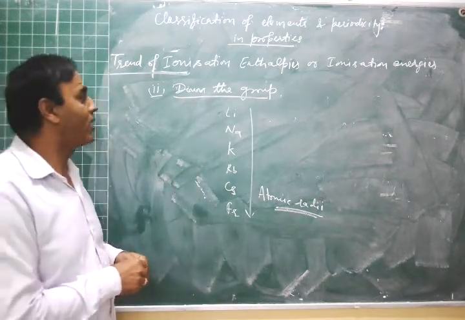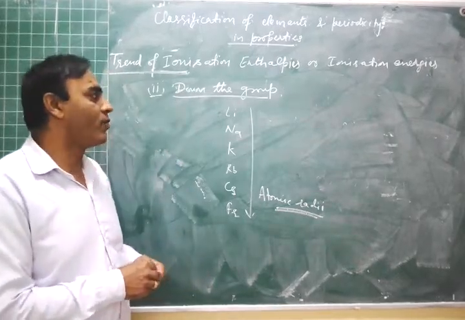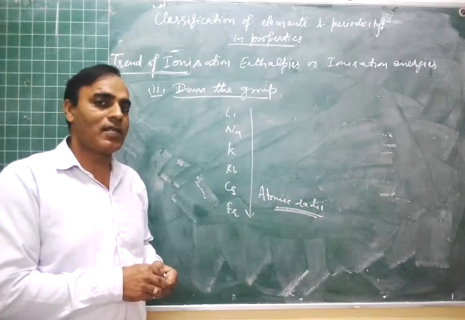So this is about the trend of ionization enthalpy along the period and down the group of the periodic table. The next thing about ionization enthalpy we will discuss in the next video.